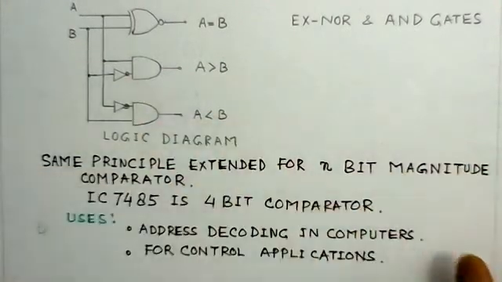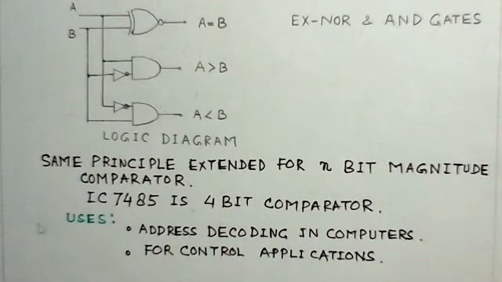So this is all for part 1 of combinational circuits, and we'll see in part 2 the remaining combinational circuits like multiplexers, demultiplexers, decoders, encoders, and many more circuits. We'll try to see those circuits. Thank you.